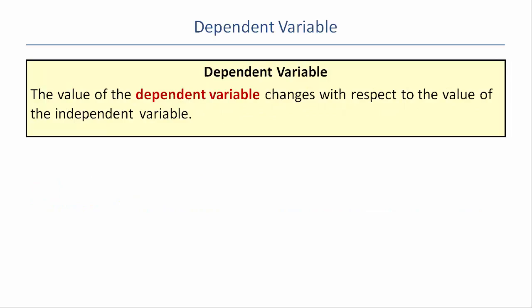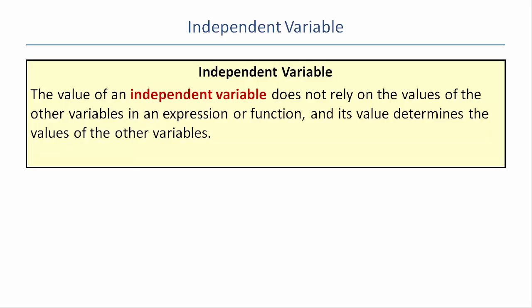Okay, the dependent variable changes with respect to the value of the independent variable. No duh, because that's what it does. It depends on the independent, right? So the dependent variable is the thing that is being changed by the independent variable, whereas the independent variable is allowed to roam free and be whatever it wants to be.